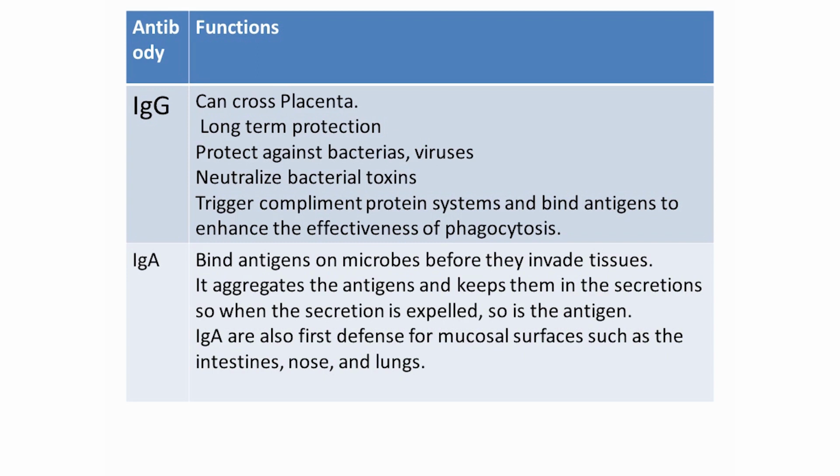Because when the antigen has come, when some pathogenic element has entered our body, before it gets bound somewhere, it needs to be spilled out. And that is why IgA is there in your saliva and the whole GIT. Its role is to aggregate the antigens and keep them in secretions only, so that when the secretion is expelled, so is the antigen. And that is why this is the first line of defense in mucosal surfaces such as the intestines, nose or lungs.